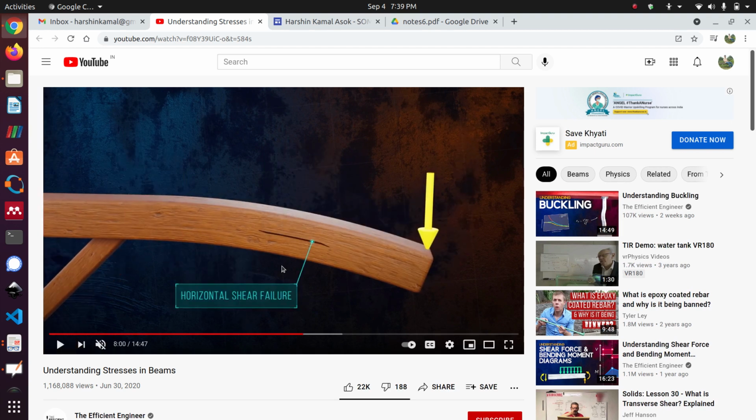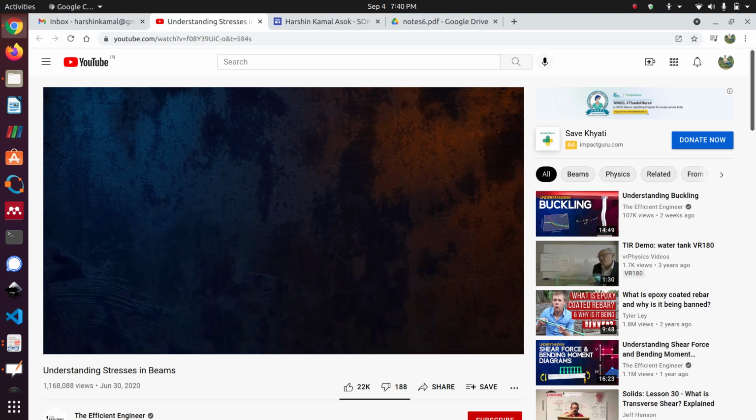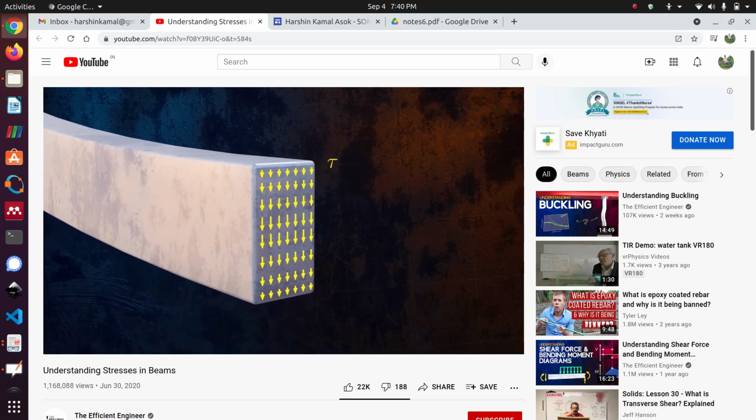We also know that when you have a wooden beam, there is always a scope of failure due to shear stresses also. Failure can happen due to bending stresses, and sometimes failure can also be due to shear stresses. When there is a horizontal crack, that usually happens due to shear stresses. So you can see that the direction of the crack actually justifies our assumption.